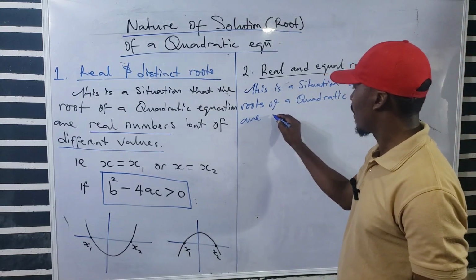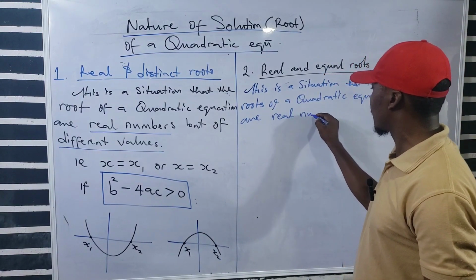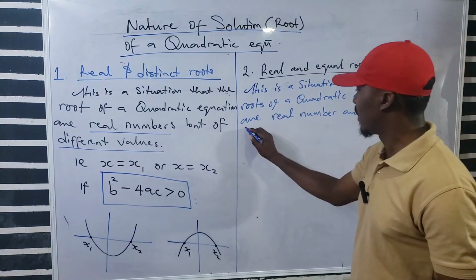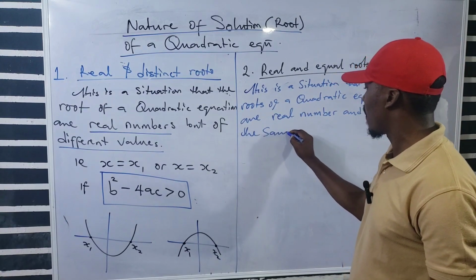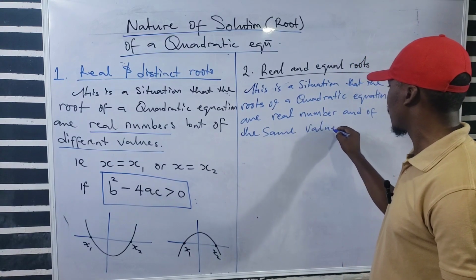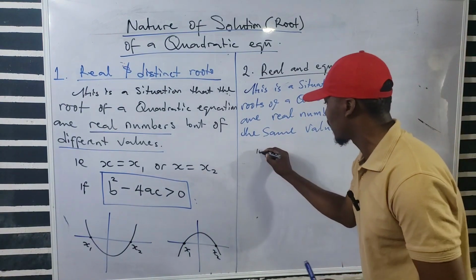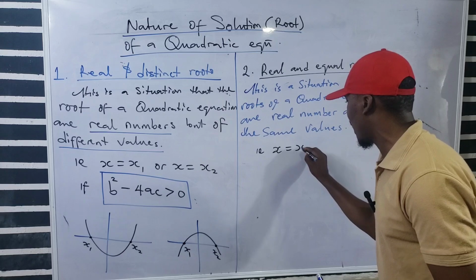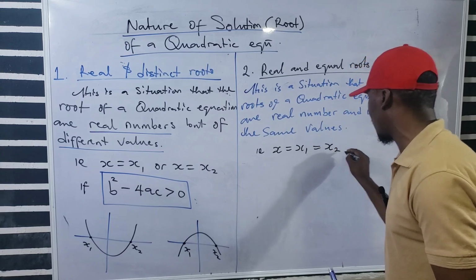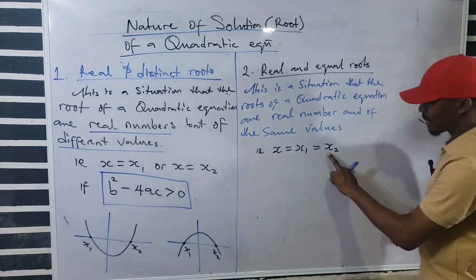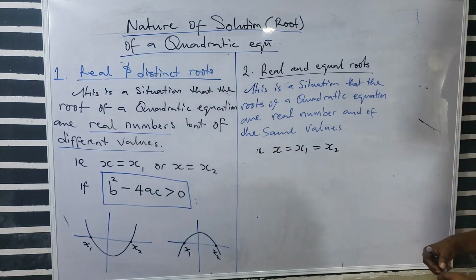are real numbers and of the same values. That is, x equals x1, which is also equal to x2. So here you can see that x1 and x2 are the same. In such a case, we say that it is a real and equal root.